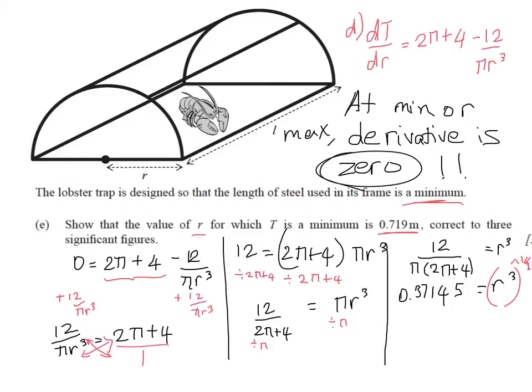I am writing 1/3, but it's coming out looking like gibberish. All right, let's try that again. Raising it to the 1/3. Okay, so whatever you do on that side, of course, we have to do on this side. So raise your number to the 1/3 on the left, and you should get that r is equal to 0.719 meters to 3 significant figures.